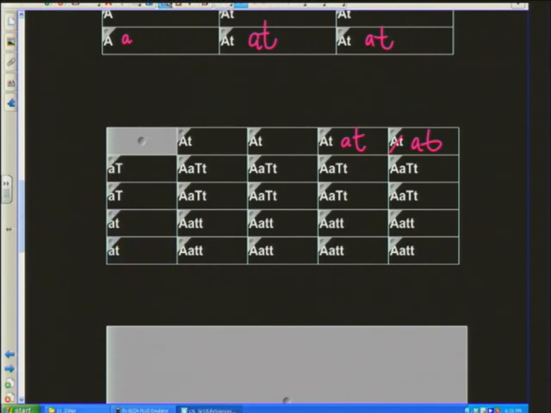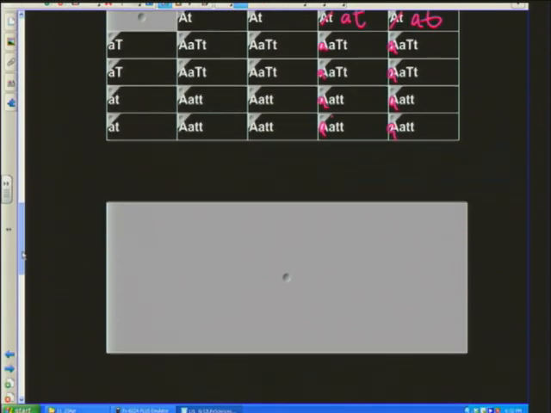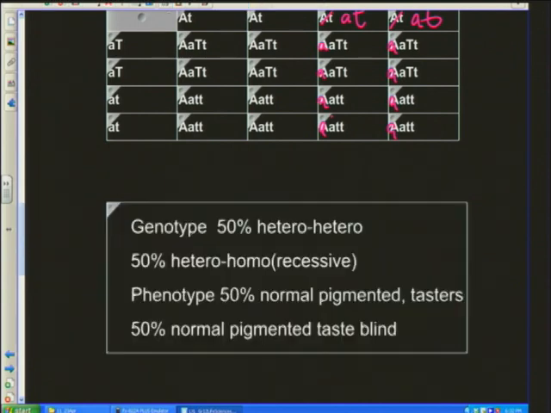So if that's small a, that will become small a, and that will become small a. Small a, small a, small a, small a, small a, and small a. So what has happened is we have homozygous, heterozygous, homozygous, heterozygous, and so on. Homozygous, homozygous, homozygous, homozygous. That's what we have in this particular situation. Okay? And then we had to answer the question in terms of the ratios.